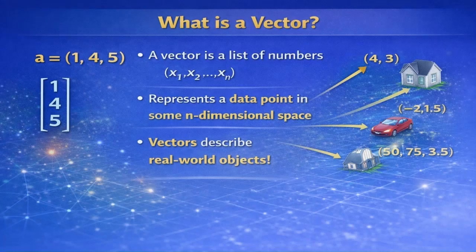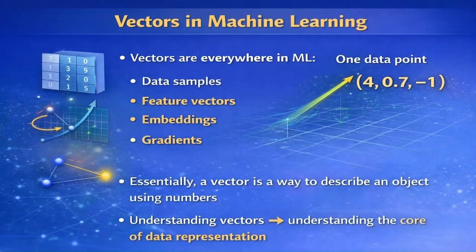For example, imagine we want to describe a house. We can use size, number of rooms, and age. These three numbers together form a vector. In the world of machine learning, vectors are everywhere. If linear algebra is the language of modeling, vectors are the words. A vector is essentially a digital ID for any object, whether it's an image, a word, or a user profile. To understand vectors is to understand the very heart of data representation.